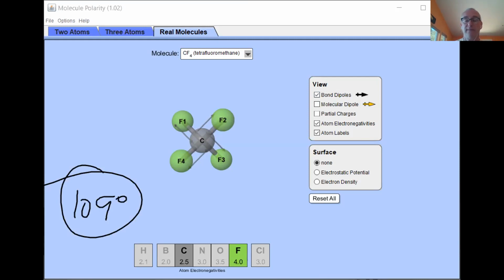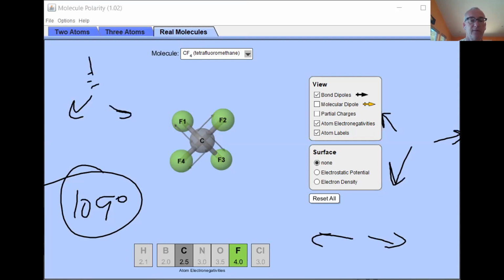And just like when we added these 2 and got 0, and we added these 3 and got 0, this time we're going to take 1, 2, 3, 4, and out of plane, which is kind of a little difficult for me to draw, but all of these angles are completely the same. So I have all the same size arrows, and all the angles are completely the same. So when I add those together, I also get 0.